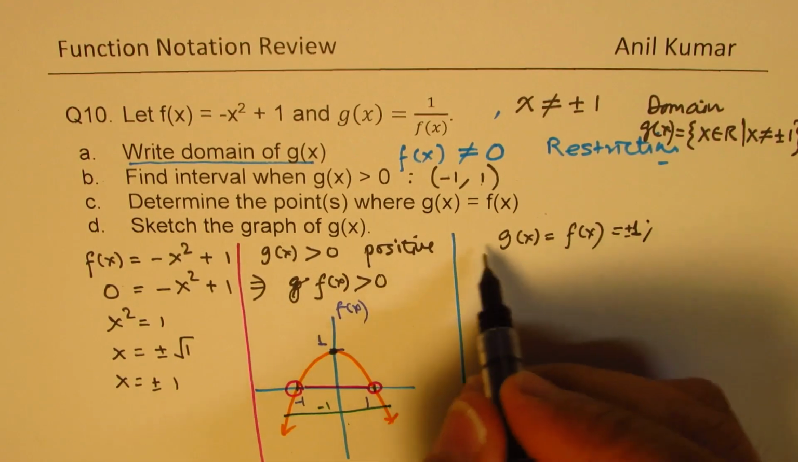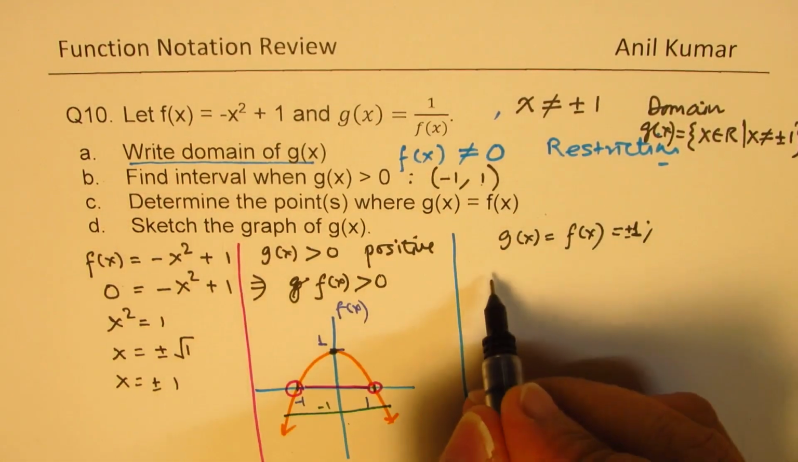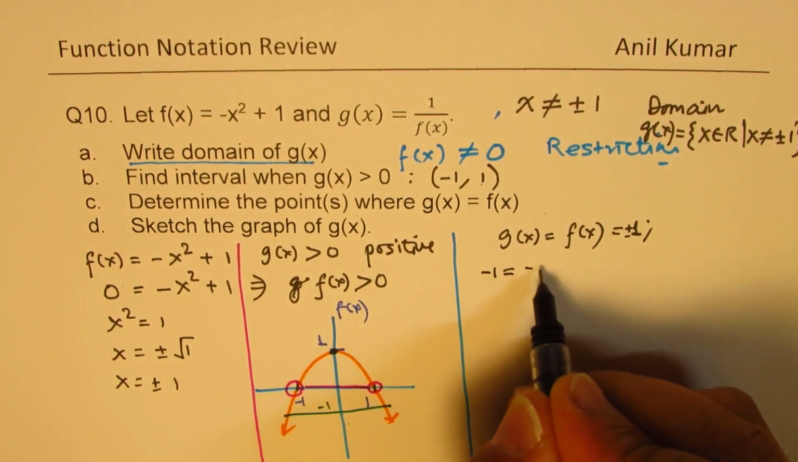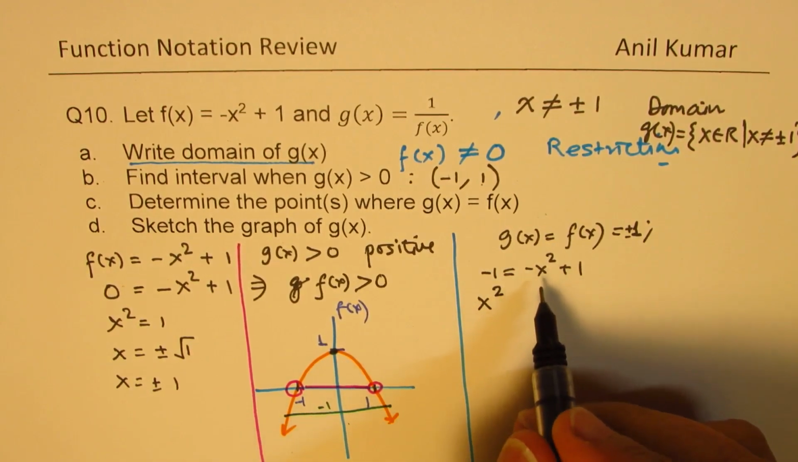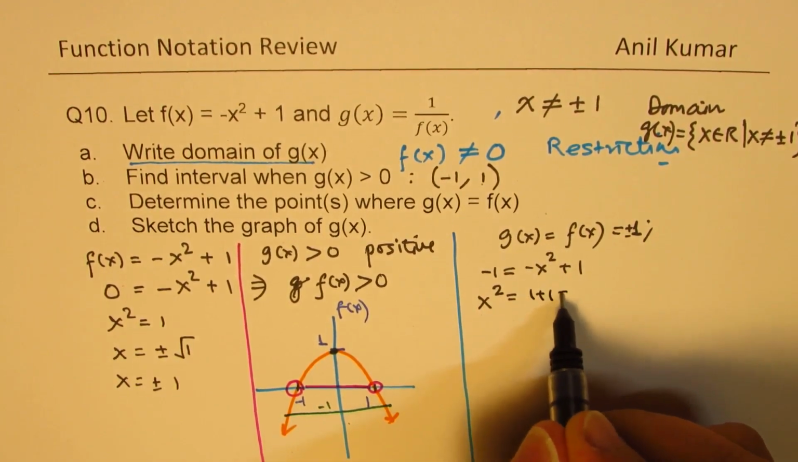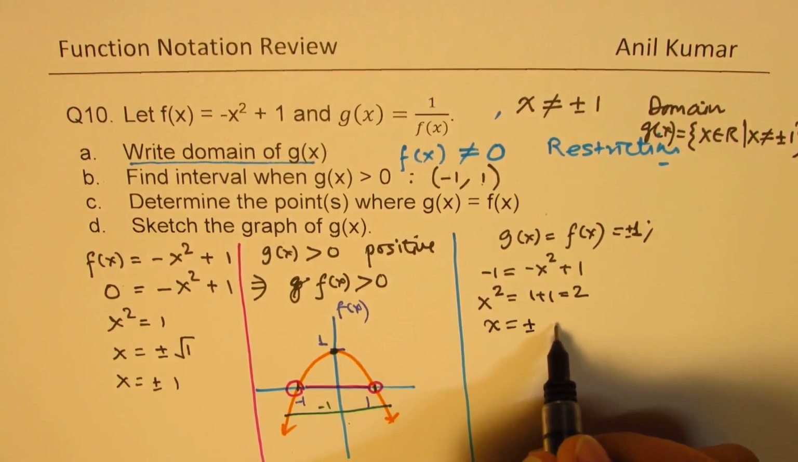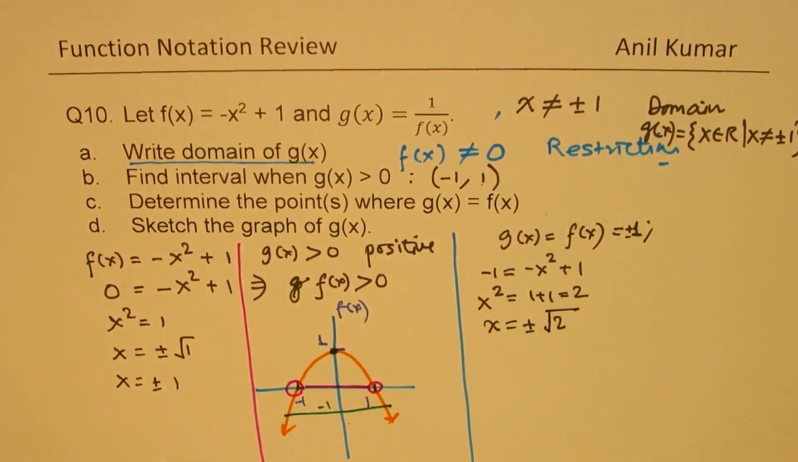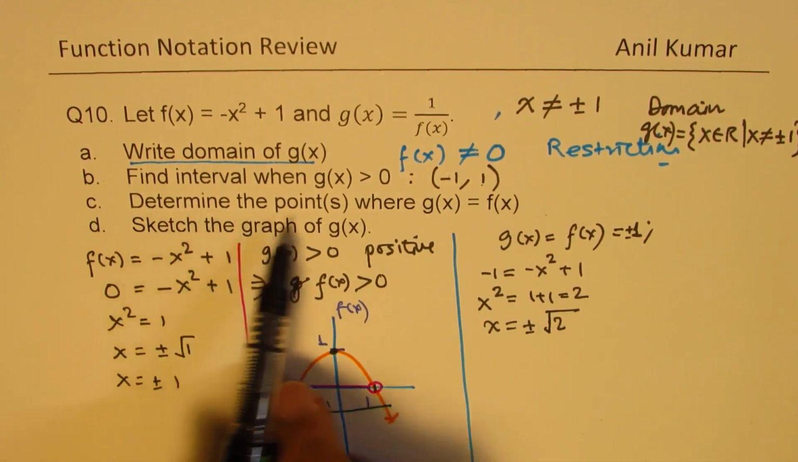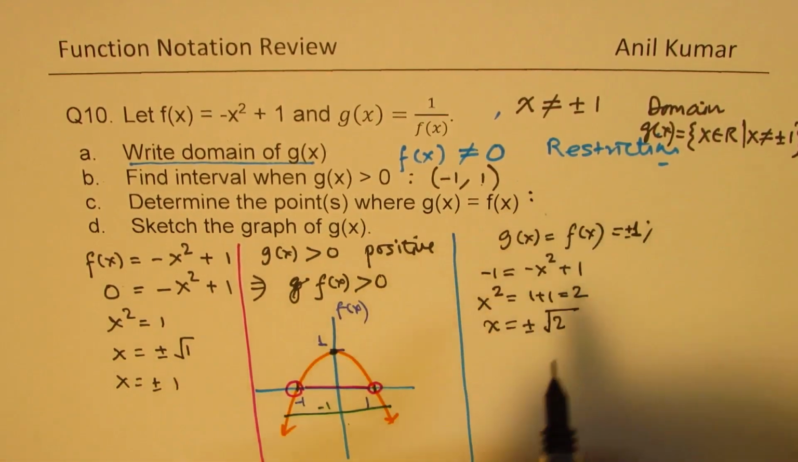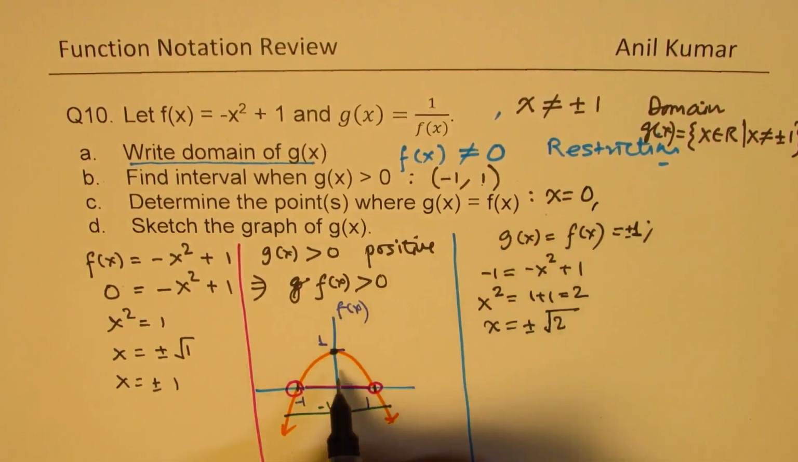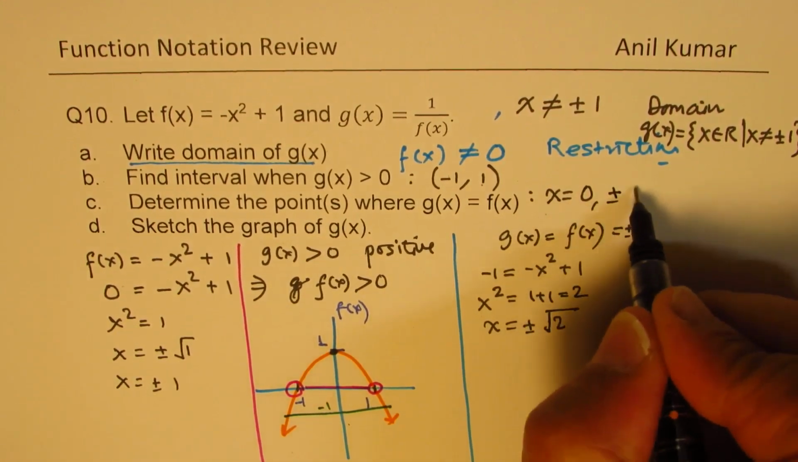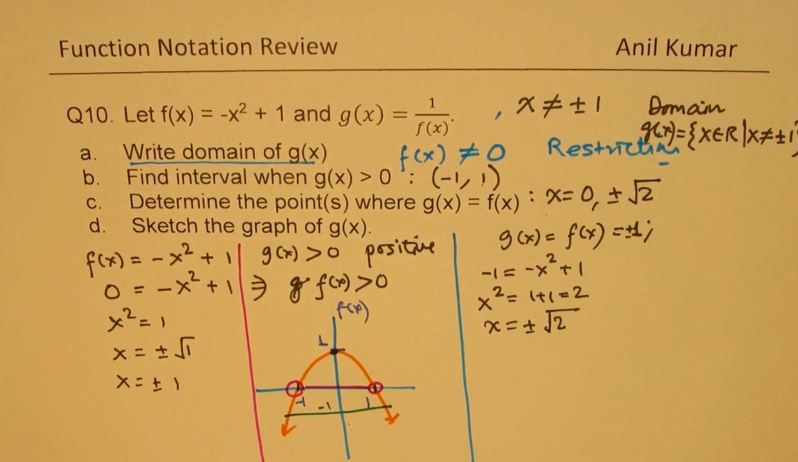Clear? So now we'll calculate for f of x equals minus 1. So minus 1 equals minus x squared plus 1. So that means x squared is equal to 1 plus 1, which is 2. So x is equal to plus minus square root of 2. So that clearly shows that for C, determine the points where g of x equals f of x, we have three answers. It is when x is equal to 0, because then it is 1, or it is equal to plus minus square root of 2. Is that clear to you? So that becomes the solution for part C.